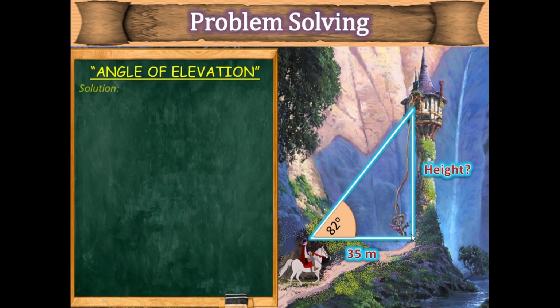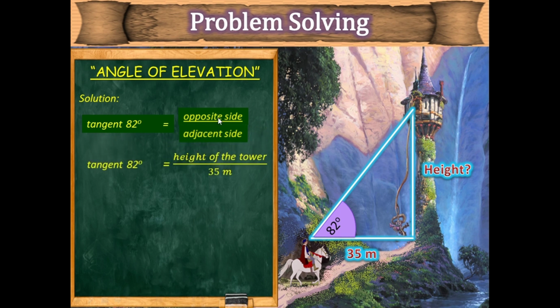Okay. So solution, take note that we have here our angle of elevation, which is 82 degrees. And take note that height is the opposite side and 35 meters is the adjacent side of the angle. So we can use a trigonometric function for this. We have the opposite side and the adjacent side. Here we can use, therefore, the tangent function, because we have opposite divided by adjacent. So we have tangent 82 degrees is equal to opposite divided by adjacent.